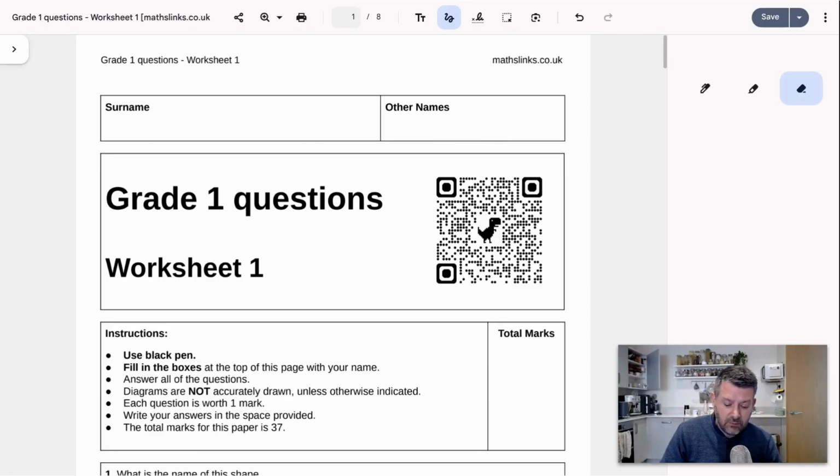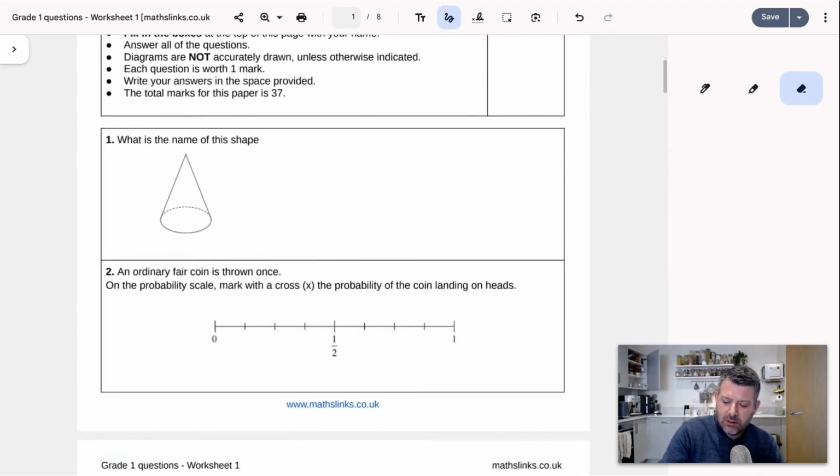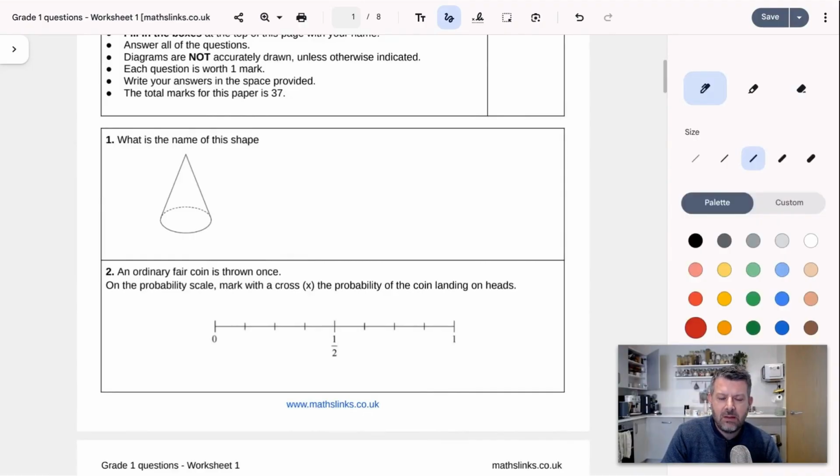So this is just me going through this worksheet I made. This is worksheet 1 of 8. And basically, it's just meant to be those sort of grade 1 questions at the beginning of an exam where you don't need to do anything other than just write an answer.